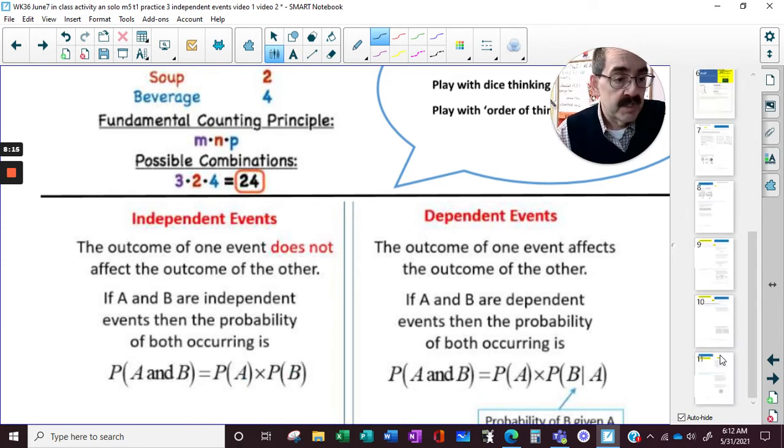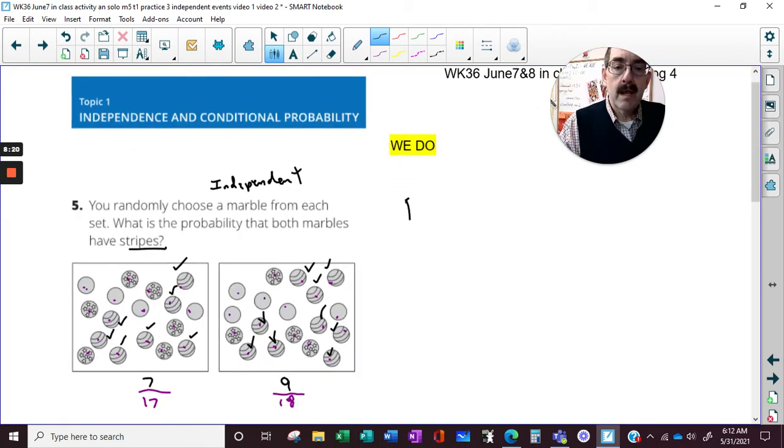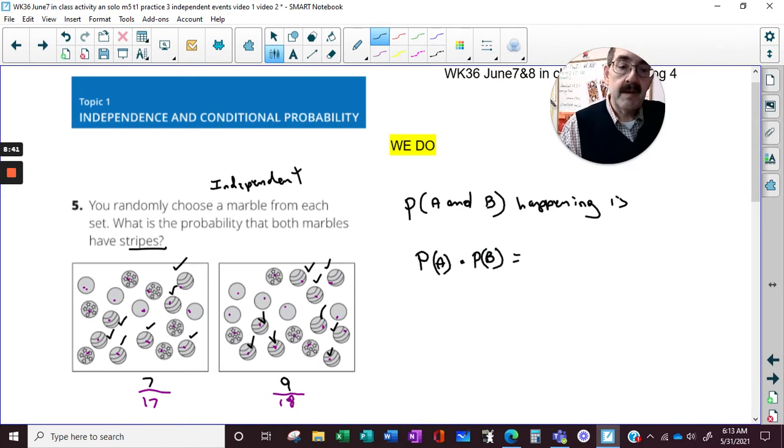Just like on the dice, let's all write one of these out. The probability of A and B happening is the probability of A times the probability of B, equals 7 over 17 times 9 over 18, which makes sense. 17 times 18, that's how many total possible combinations there are.